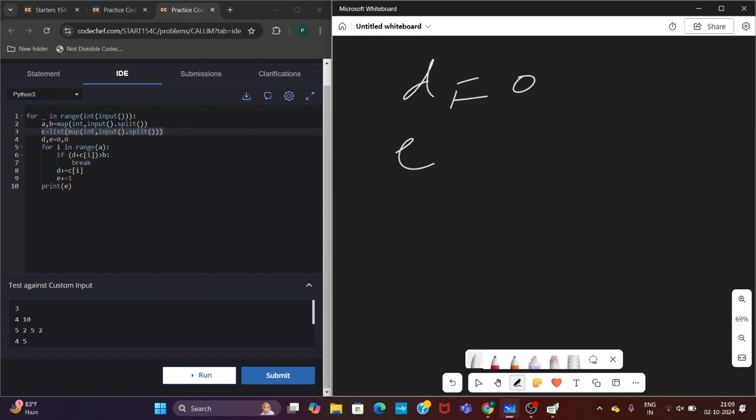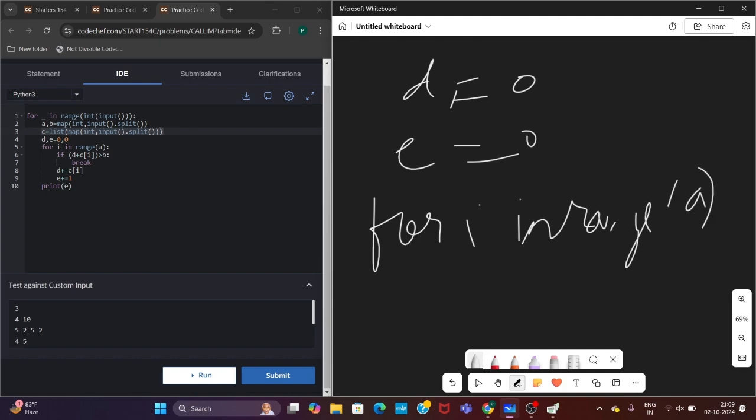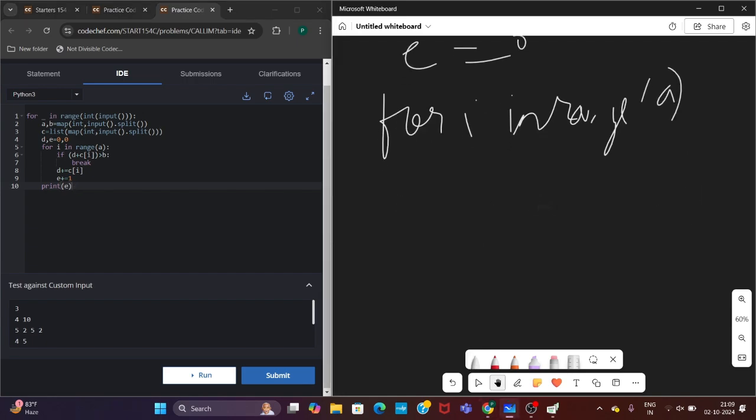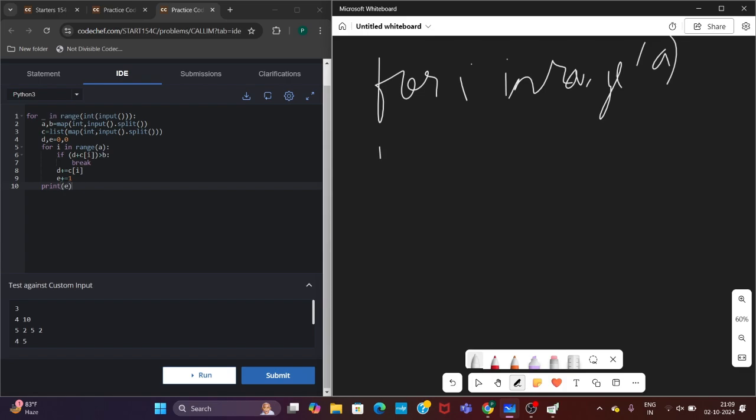I have run a for loop from 0 to A, where A is the sweet count. So for i in range(A), I have run the for loop. For each element I am checking it, starting from iteration i equals 0. Let's take an example here.